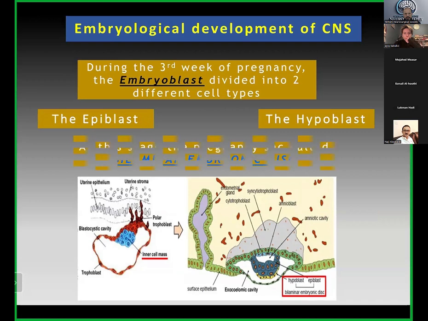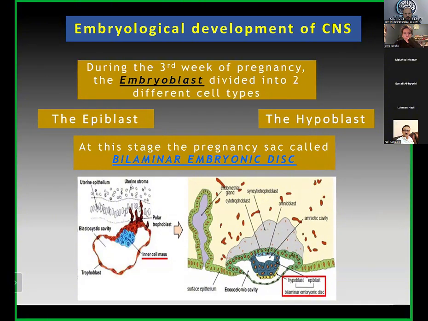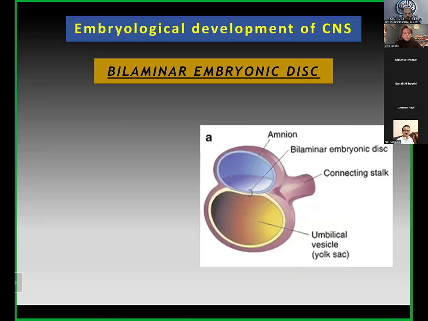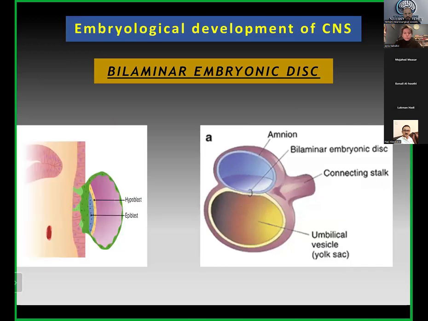At this stage, the pregnancy sac is called the bilaminar embryonic disc. This diagram also shows the bilaminar embryonic disc. If we do a cut section in the coronal direction, we will see the amniotic sac and the umbilical vesicle. Between them is the bilaminar embryonic disc, which is formed by two types of cells, the epiblast and the hypoblast.